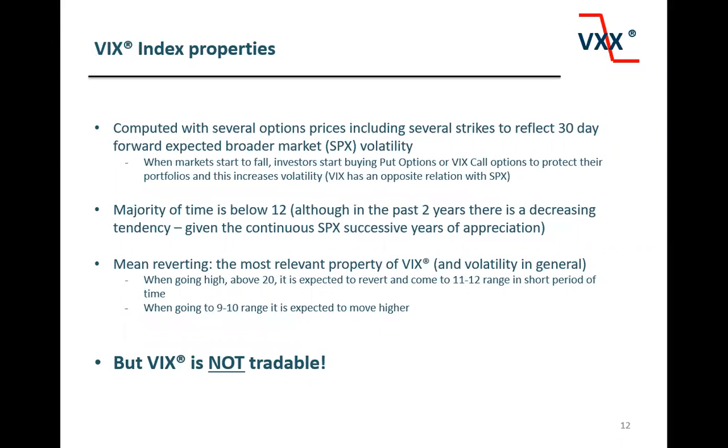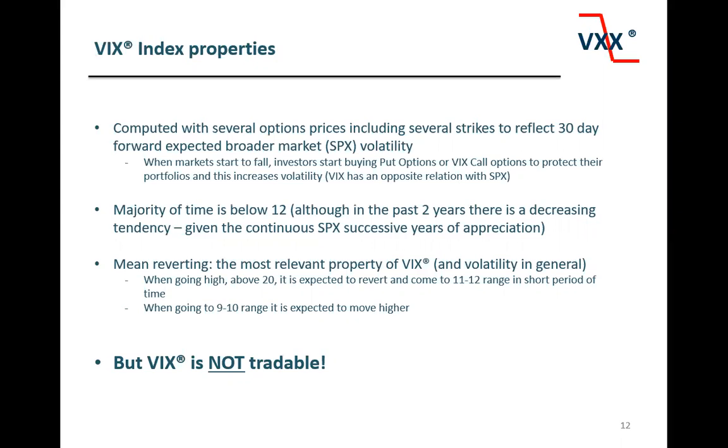And basically, it has an opposite direction or relation with SPX. So basically, when SPX starts to fall, institutions and everyone start buying calls to protect their portfolio, and this increases the volatility of the options, and VIX is computed with those values, and it is increasing. So that's an inverse relation between VIX and SPX.